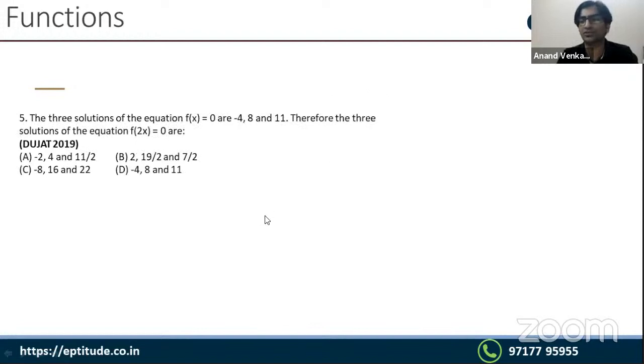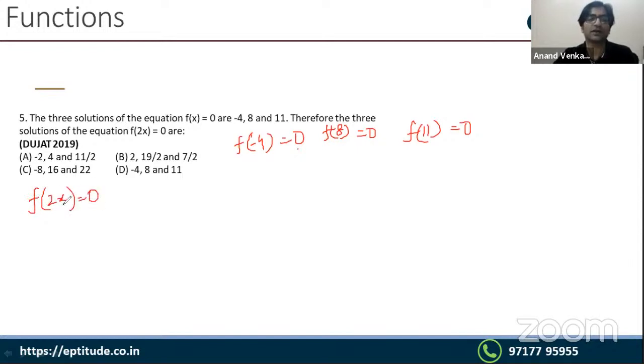Okay, क्या बोल रहा है? 3 solutions of the equation are given, f of x equal to 0, right? So if you solve f of x equal to 0, basically इसका क्या मतलब है कि f of minus 4 is 0, f of 8 is also 0, and f of 11 is also 0, है ना? अगर ये तीनों इसके solutions हैं, मतलब ये डालने पे 0 आना चाहिए. तो क्वेश्चन बोल रहा है what about f of 2x equal to 0, है ना? तो मतलब ये 2x will be what you will substitute, ना? Which means either 2x is equal to minus 4 or 2x equal to 8 or 2x equal to 11, right?